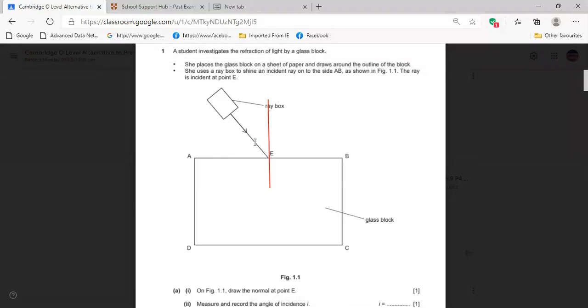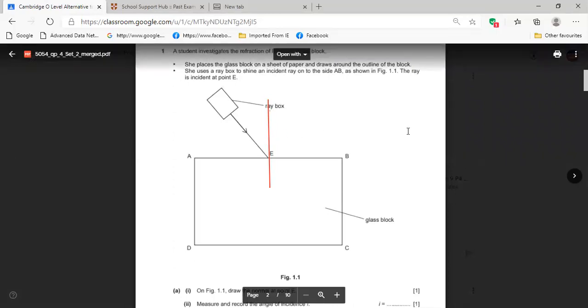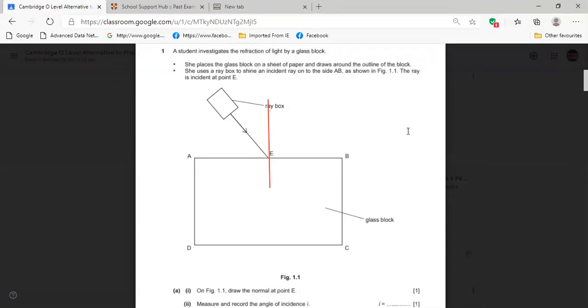Sometimes the students make a mistake, they take this angle instead. So you be careful about this. Always measure the angle from the normal. From the normal it will start, then go to the incident ray. So tell me quickly, what is the value of your angle?